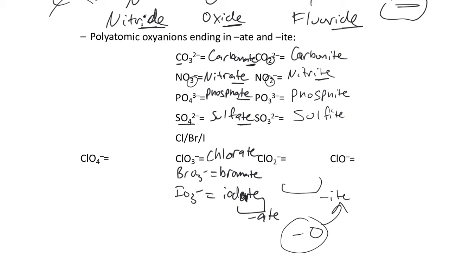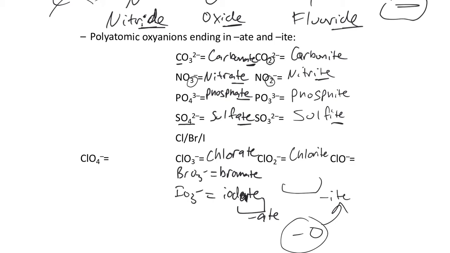So if a formula has a different formula, it should have a different name. So SO4 2 minus, SO3 2 minus are two different ions. They should have two different names, and they do. And so just very systematic to name these. So then we have the chlorite. I won't bother writing the bromite or iodite, but they would follow suit.